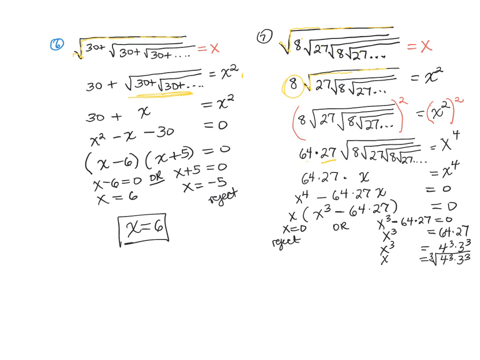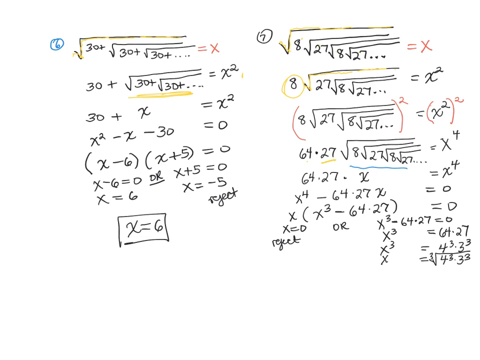So this expression gives back x, and we bring that over to one side and factor it. We get x times x cubed minus 64 times 27 equals 0. We factor out an x. It's not a quadratic. X has to be 0, which we reject. Of course, this is not equal to 0.